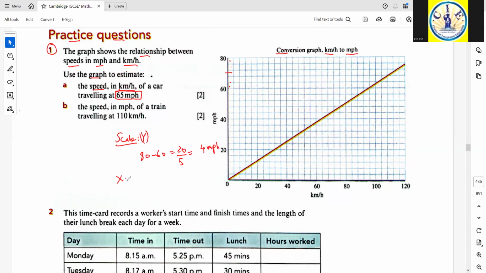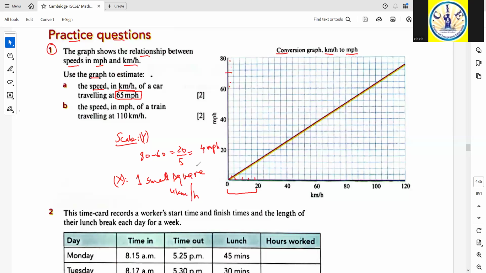And what about the x-axis? Same goes for the x-axis. 20, 20, 20. Each division is of 20. And in between, we are having 1, 2, 3, 4, 5 small squares. So along the x-axis also, one small box would be representing 4 kilometers per hour. Okay.